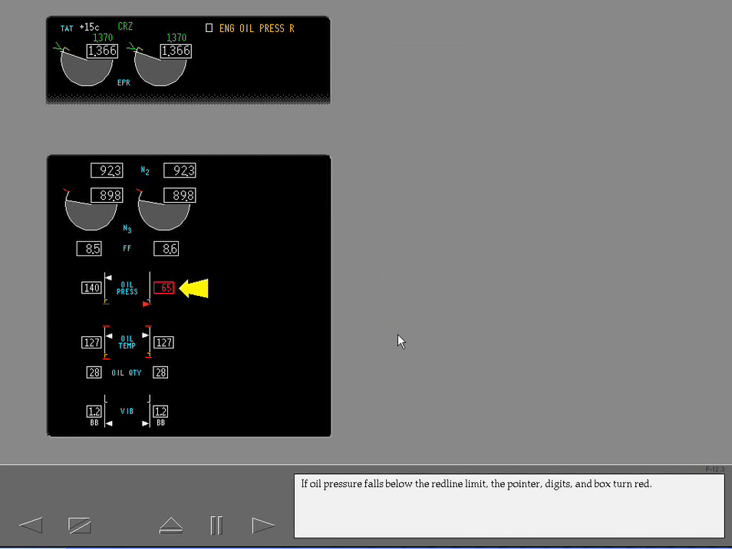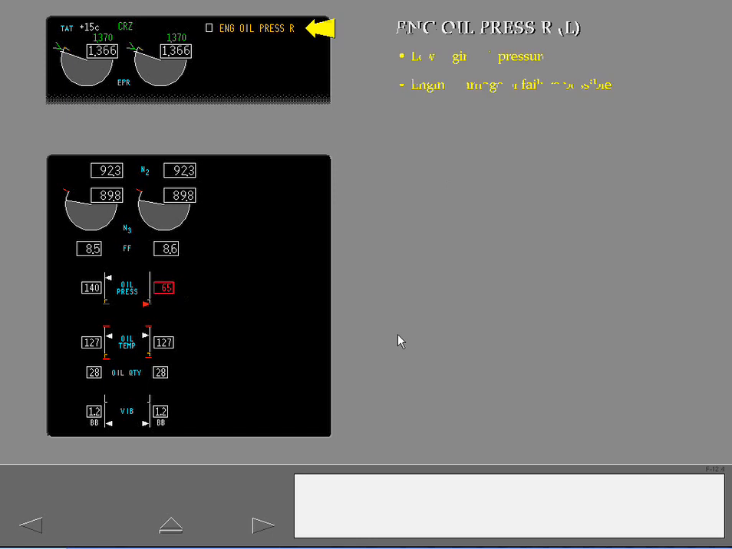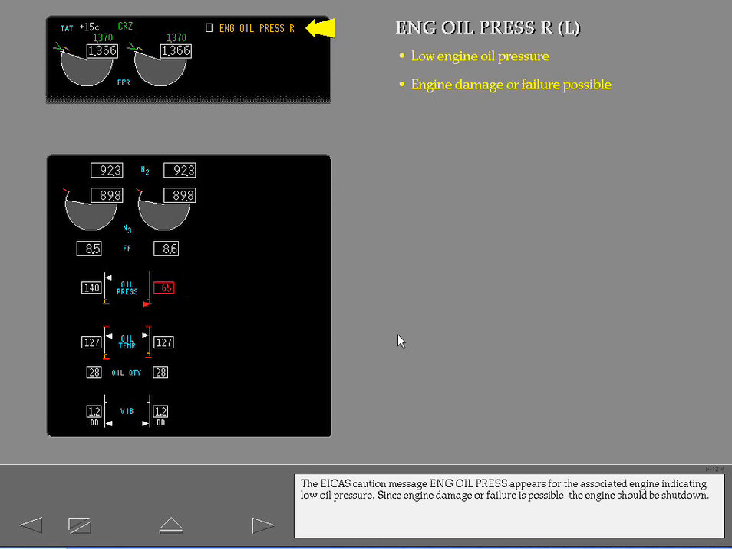If oil pressure falls below the red line limit, the pointer, digits, and box turn red. The ICAS caution message, engine oil pressure, appears for the associated engine, indicating low oil pressure. Since engine damage or failure is possible, the engine should be shut down.